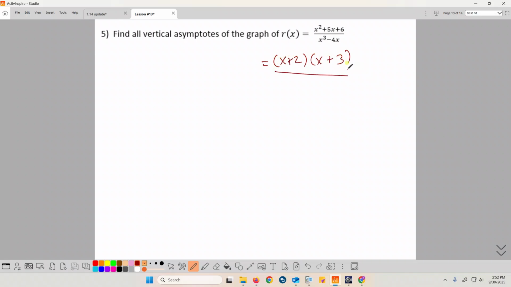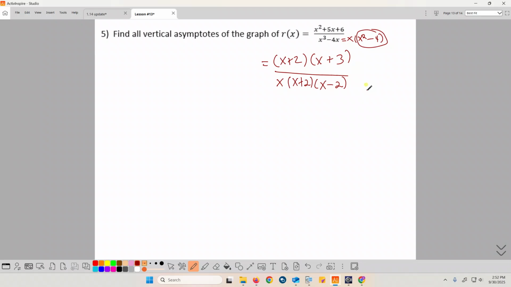And then in the denominator, if we could take out an x right off the bat, then this would become x squared minus 4, all right? That's what that is equal to. But then this right here is still a difference of squares, which means I can continue to break it down. So I'm going to get x down here, I'm going to get x plus 2, and I'm going to get x minus 2. That's how you factor a difference of squares.